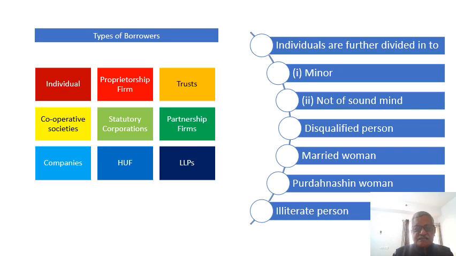Today what we are going to discuss is the types of borrowers, and the types of borrowers can be divided into individual, proprietorship firm, trusts, cooperative societies, statutory corporations, partnership firms, companies, Hindu undivided family, and limited liability partnerships. Individuals are further divided into minor, persons not of sound mind, disqualified person, married woman, Pardhanashin woman, illiterate persons.